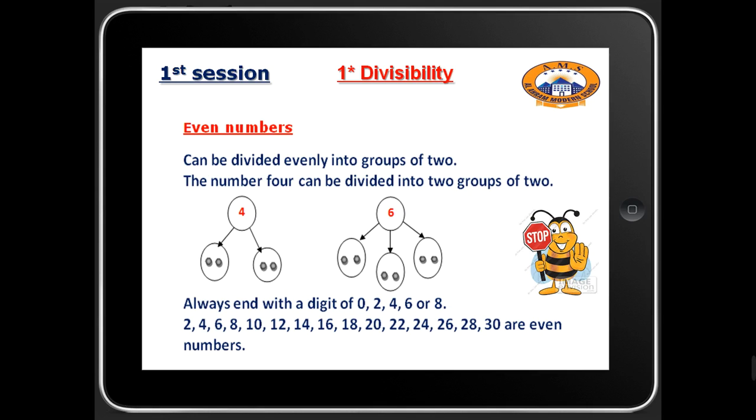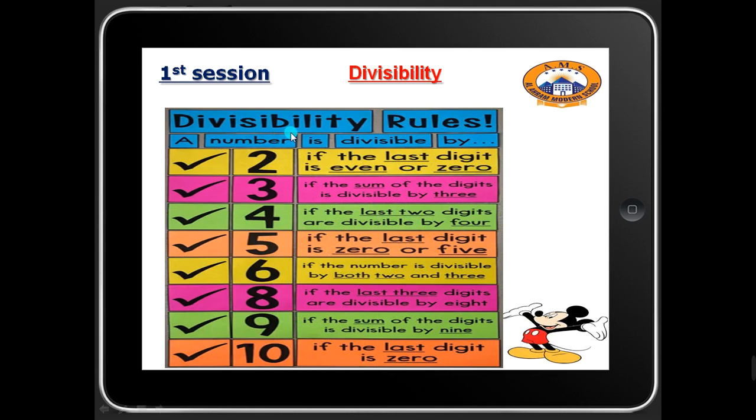But Miss, why do you make me remember this? Because I will use it in the divisibility rules. So I will ask you to find if a number is divisible by 2. How can you do this? All you have to do is to look at the last digit, or the units place. If it's even, and let's all remember the evens end with 0, 2, 4, 6 or 8, this number is going to be divisible by 2.